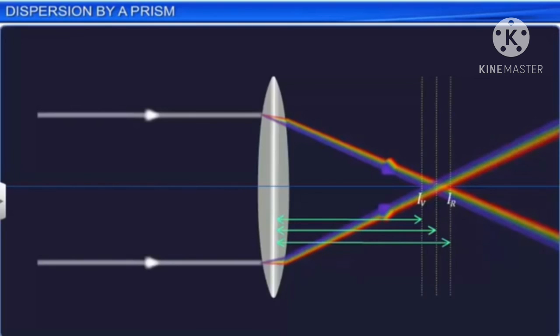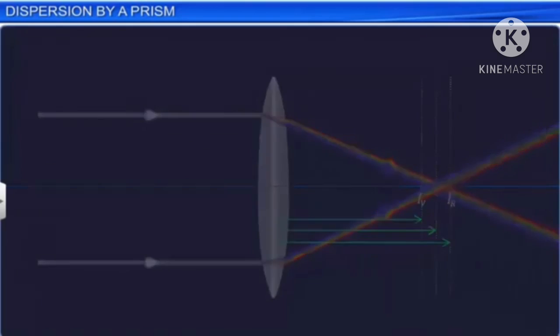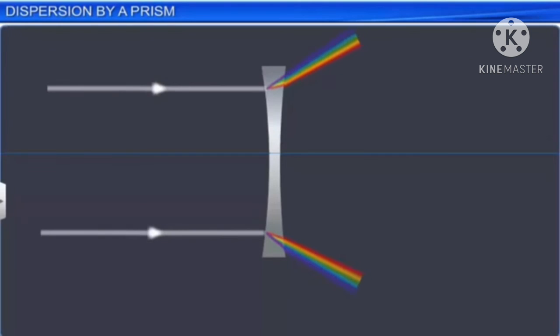In the case of a convex lens, these images are in the direction of the incident light, and hence the chromatic aberration is positive. For a concave lens, the images formed are in the direction opposite to the incident light, and hence the chromatic aberration is negative.